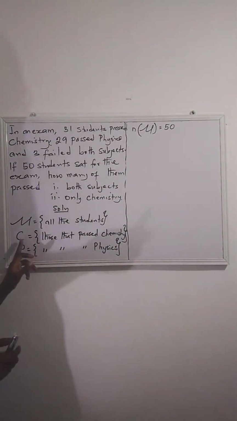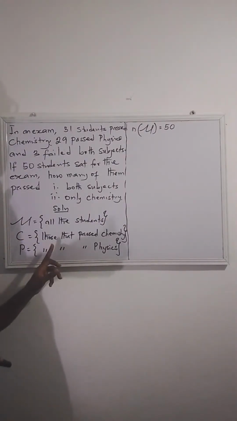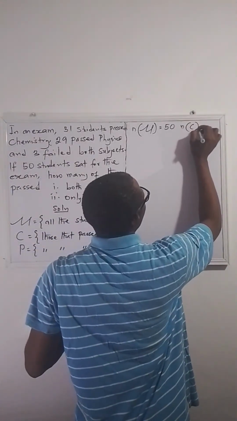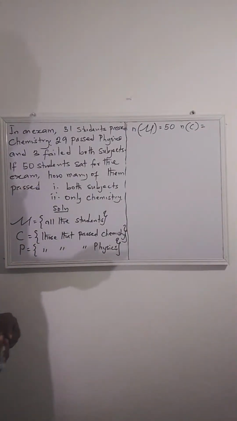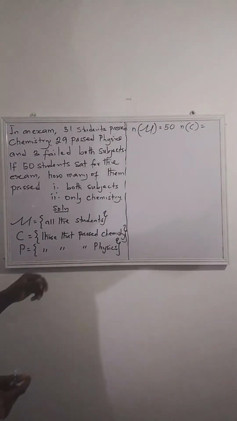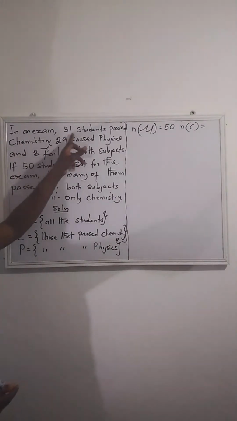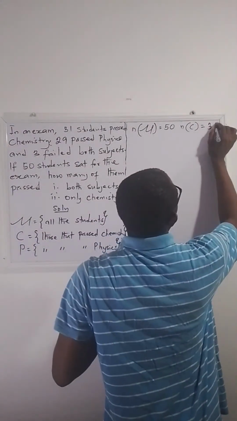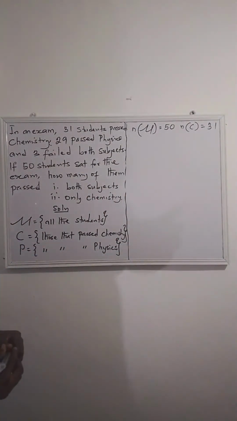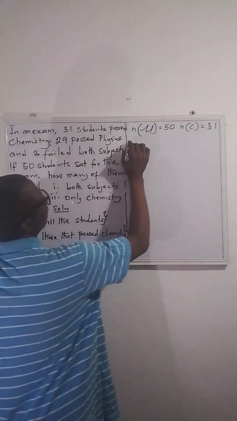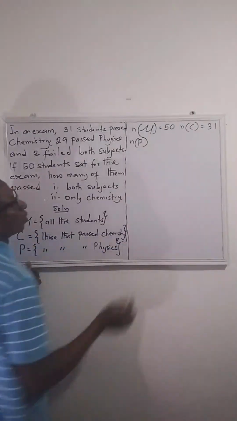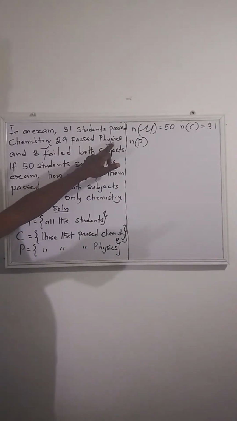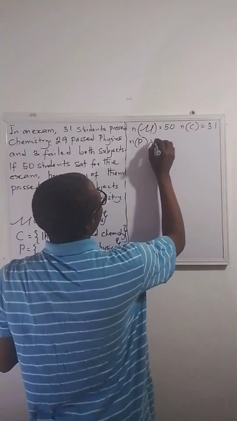Now, the number of those that passed chemistry, that is N of C. So what will that one be? Now look at it. 31 students passed chemistry. So 31 is the number of those that passed chemistry. Okay? So the number of those that passed physics, from the question, how many are there? We have 29. 29 passed physics.